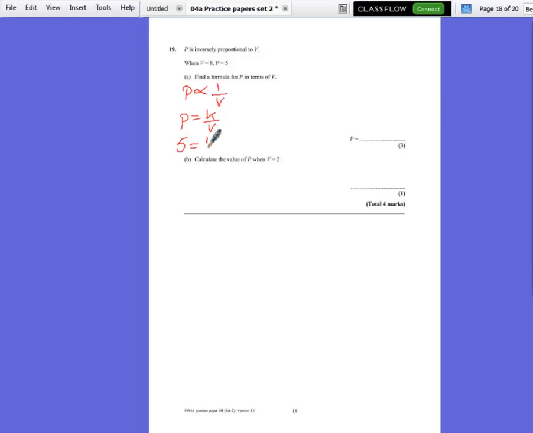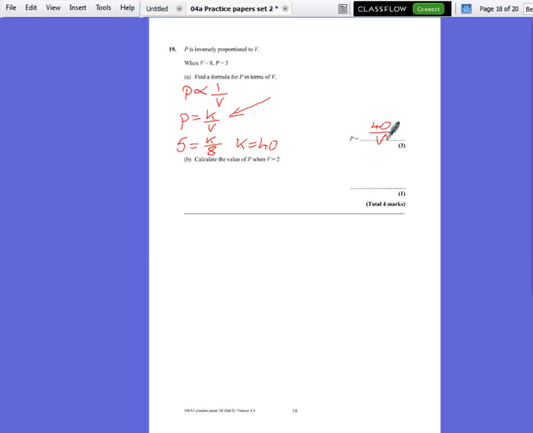So P was 5 when V was 8. And we can use that to work out K. We take the 8 on the other side, it comes and multiplies. So 5 times 8, K must be 40. So our formula is this here, just with K in as 40. So P equals 40 over V.